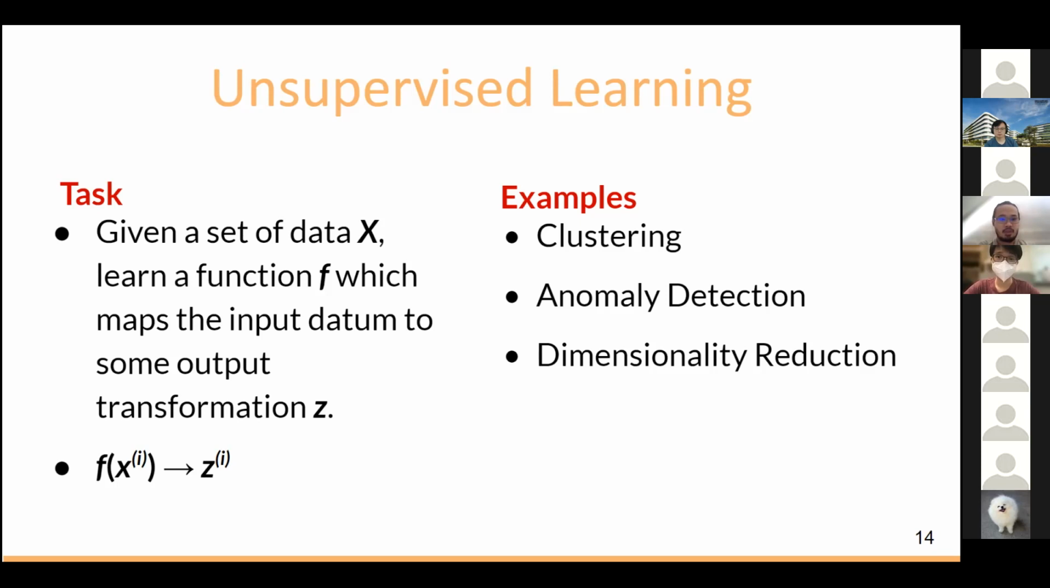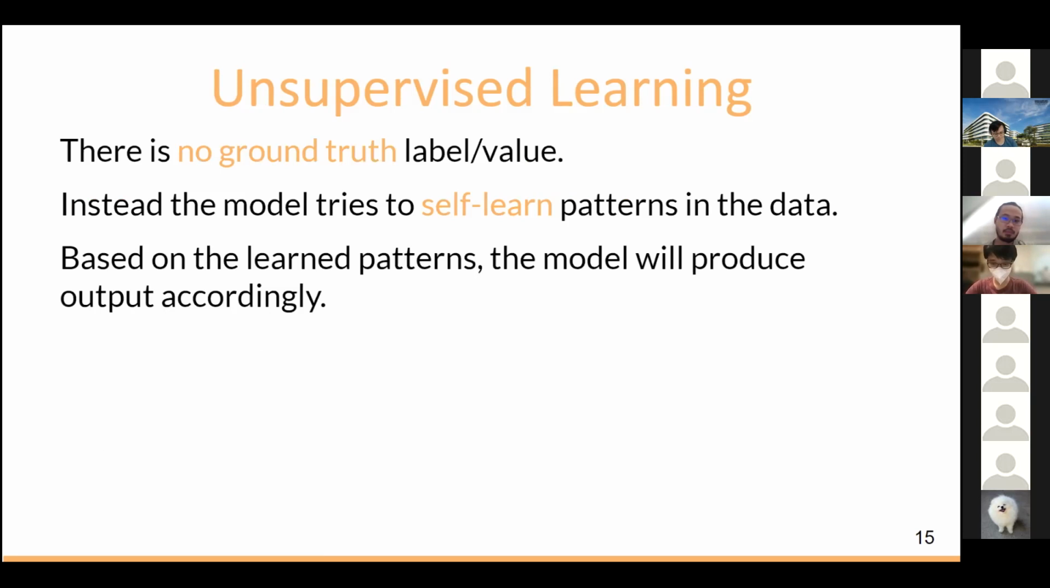Given the set of data, we learn the function that maps to some output transformation Z. You can think of Z as something like a label or value or a set of values, but we don't have a ground truth for this. So it's a bit different, and that's why for unsupervised learning, typically we use it for different kinds of tasks. Examples are clustering, anomaly detection, and dimensionality reduction.